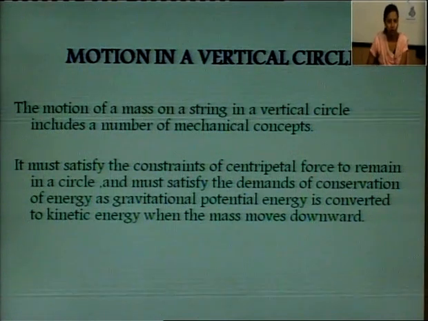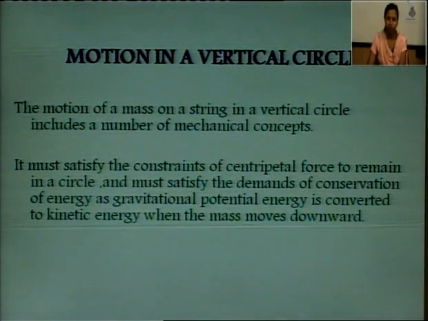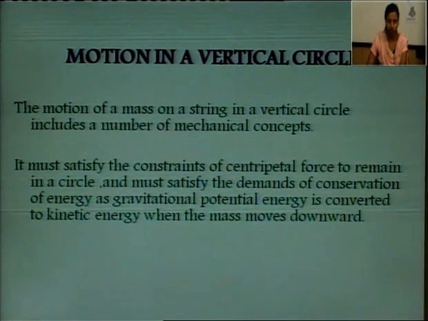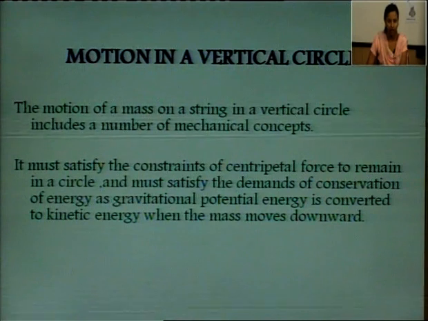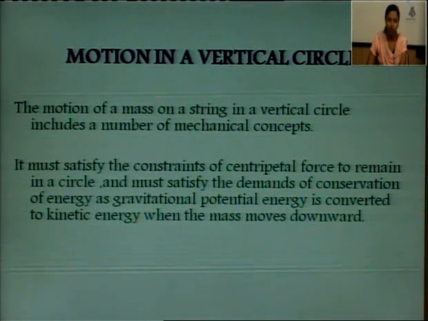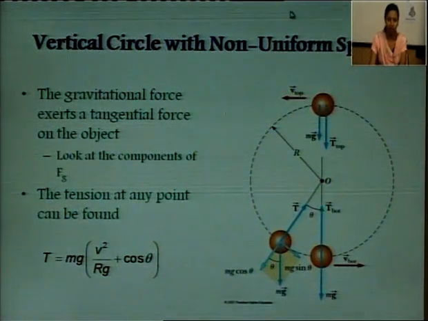Now we will come to the motion in a vertical circle. Motion of a mass on a string in a vertical circle includes a number of mechanical concepts. First, it must satisfy the constraint of centripetal force to remain in a circle, and it must satisfy the demands of conservation of energy, as gravitational potential energy is converted into kinetic energy when the mass moves downwards. So now we will define everything here.